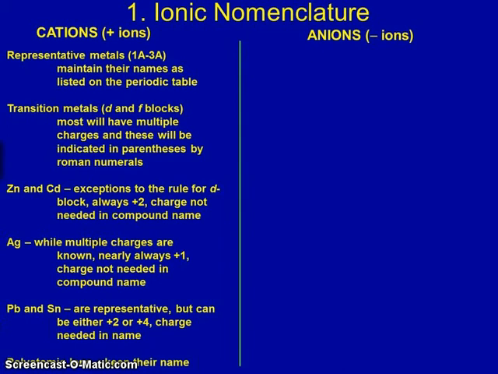Polyatomic ions, on the other hand, will just keep the name that they've been given. They've all been designated a name, and that's the name they'll keep. Anions are a little bit simpler. Our representative elements that form anions are groups 6A through 8A.